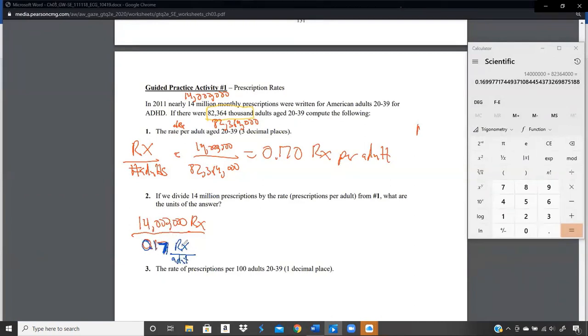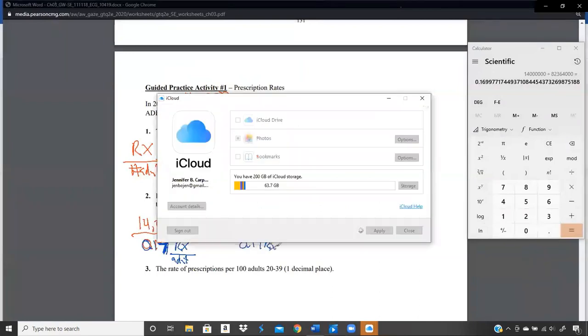But the units in the bottom are not just a single unit, it's a fraction. So what we really need to do here is write this in a slightly different way. It might be better to write this as 14 million, I hope I have the right number of zeros. Yes, I do. Prescriptions, and then over 1, then divided by the 0.17 prescriptions per adult.